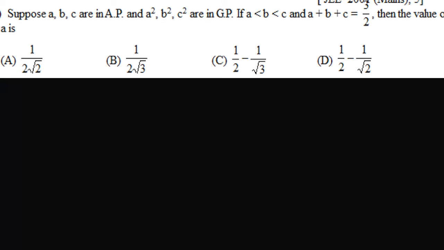Now here the question is, suppose a, b, c are in AP, that means twice b equals a plus c, and a square, b square, c square are in GP, that means b square whole square is equal to a square into c square, or b square equals plus or minus ac. And it is given that a is less than b is less than c, and a plus b plus c is 3 by 2. Find the value of a.